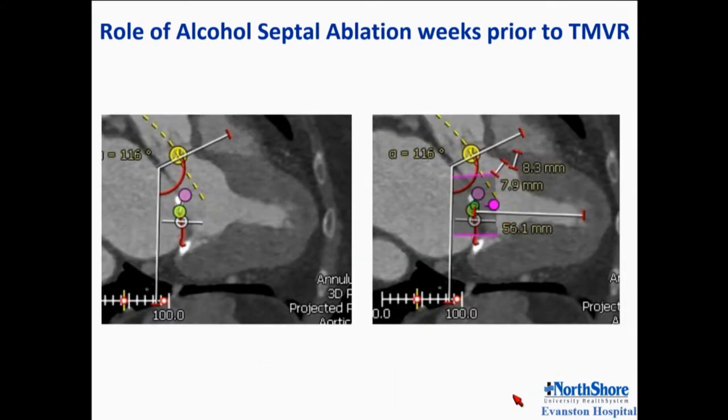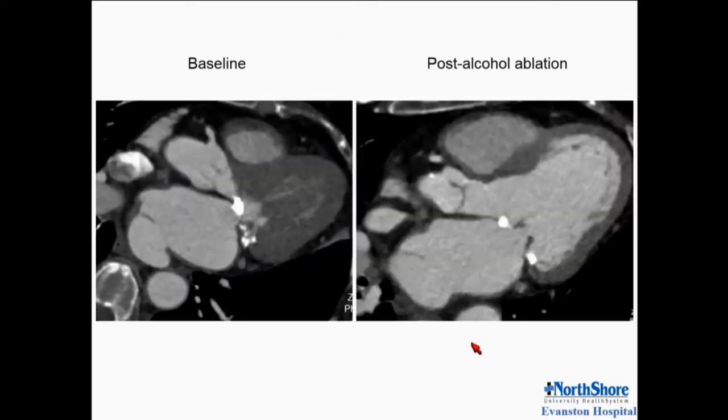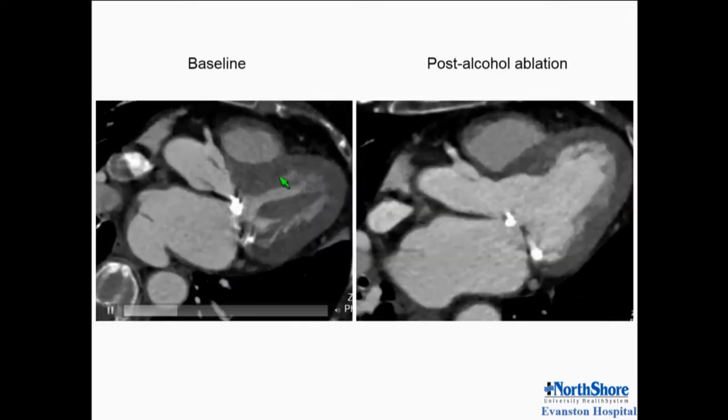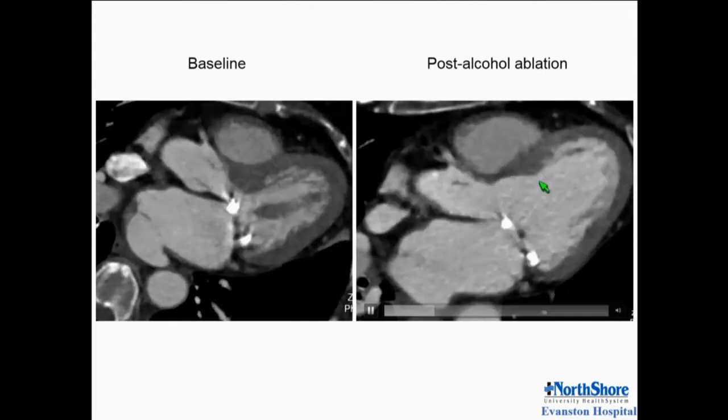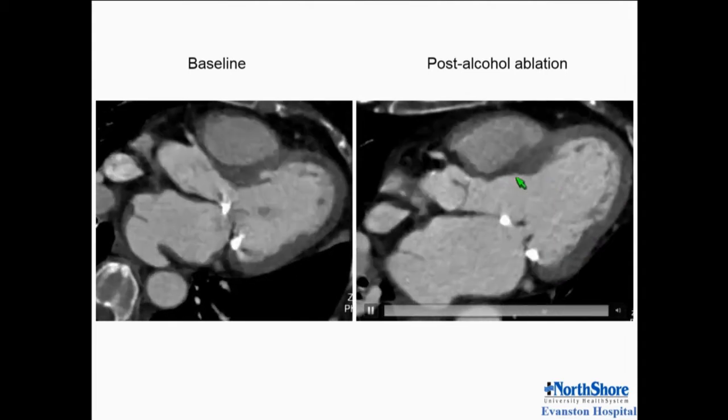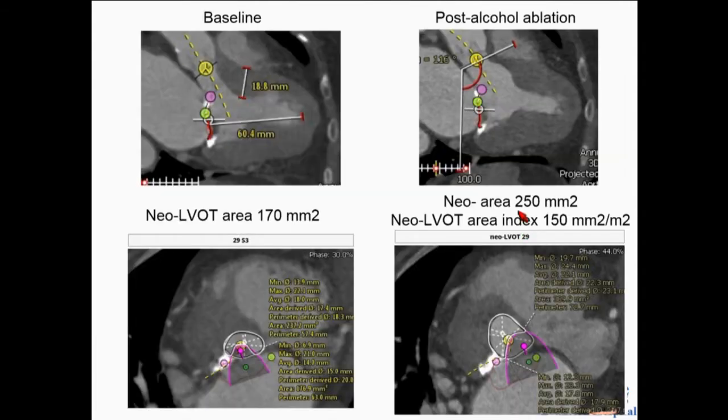This is the latest one from 6 weeks ago at Evanston Hospital. This is after ablation. You can see it's almost like a surgical result of myectomy, and now our measurements with our virtual valve show enough room. I think I have one that shows you before and after. So this is a CT before, and this is after. The septum is a lot thinner and less contractile. And these are the measurements.